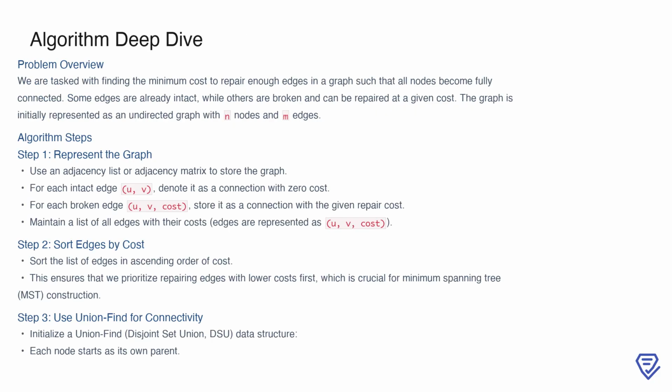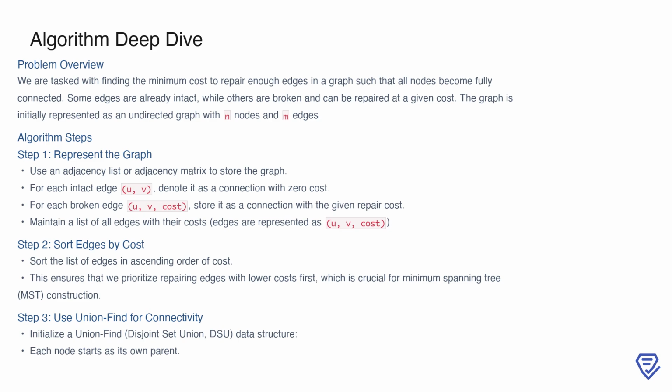To tackle the problem of minimizing the cost to repair edges and fully connect the graph, we start by representing the graph in a way that incorporates both intact and broken edges. An adjacency list or adjacency matrix is a great choice for this purpose. For intact edges, which require no repair, we assign a cost of 0. For broken edges, we store their respective repair costs.